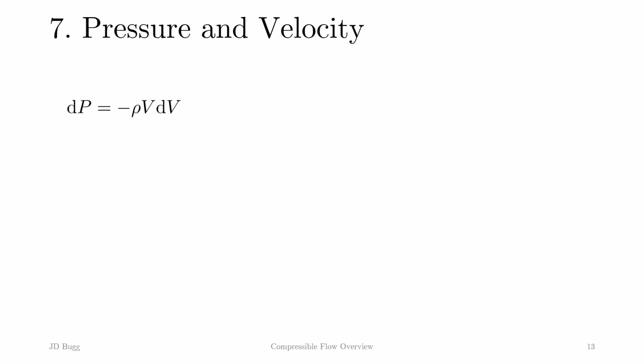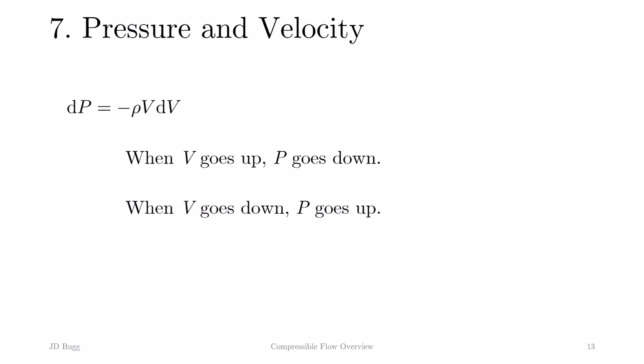Notice that when the velocity goes up, pressure goes down, and when velocity goes down, pressure goes up, because dP is proportional to negative dV. This is the same behavior as incompressible flow.